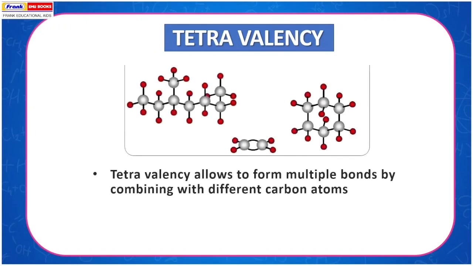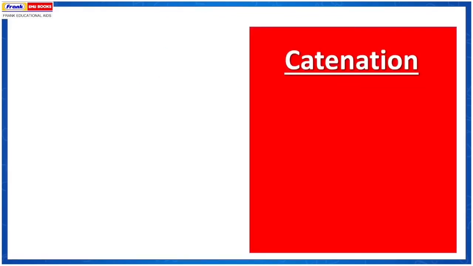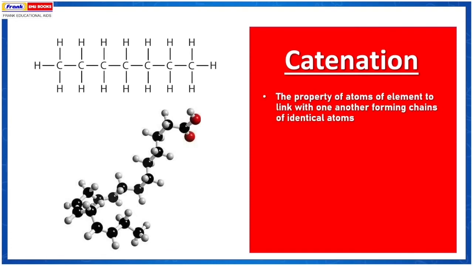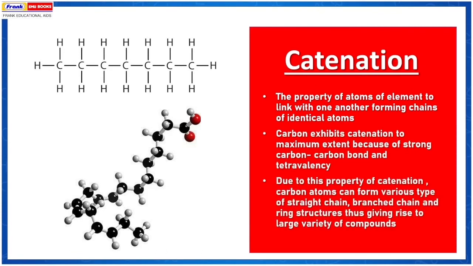Tetravalency allows carbon to form multiple bonds by combining with different carbon atoms. Carbon atoms can bind together to form rings, sheets, tubes or spheres of almost any size. Catenation is the property of atoms of an element to link with one another, forming chains of identical atoms. Carbon exhibits catenation to the maximum extent because of strong carbon-carbon bonds and tetravalency. Due to this property, carbon can form various types of straight chain, branched chain, and ring structures, thus giving rise to a large variety of compounds.